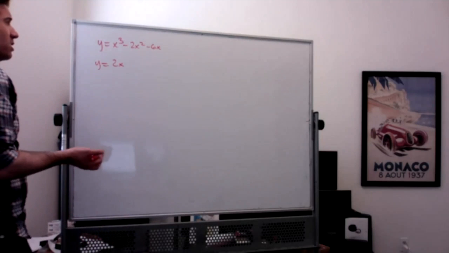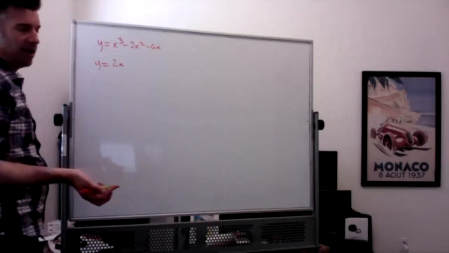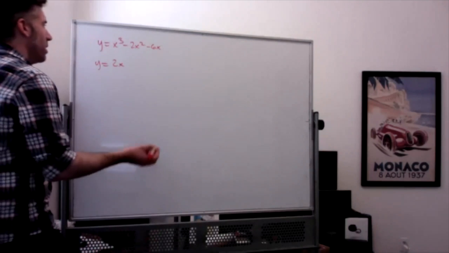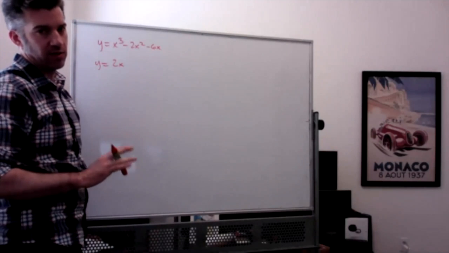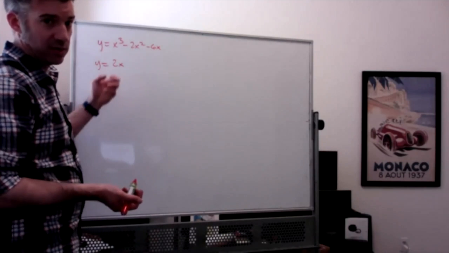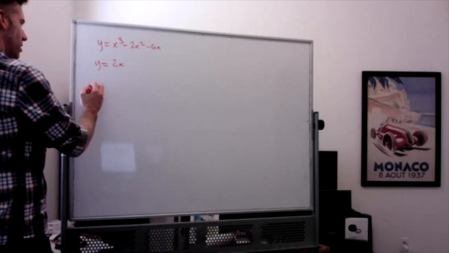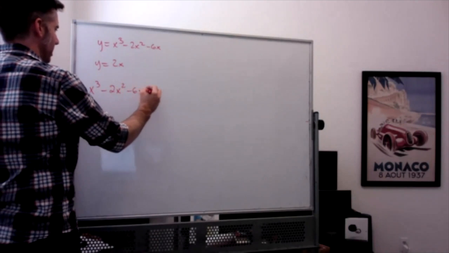Okay, so we need to figure out where these intersect. I have a pretty good idea what they look like, but this is a cubic function, so you don't have to draw this. In fact, let's do it without drawing it, and then I'll come back to it. To find where these intersect, we need to set them equal to each other. So I'm going to set x cubed minus 2x squared minus 6x equal to 2x.